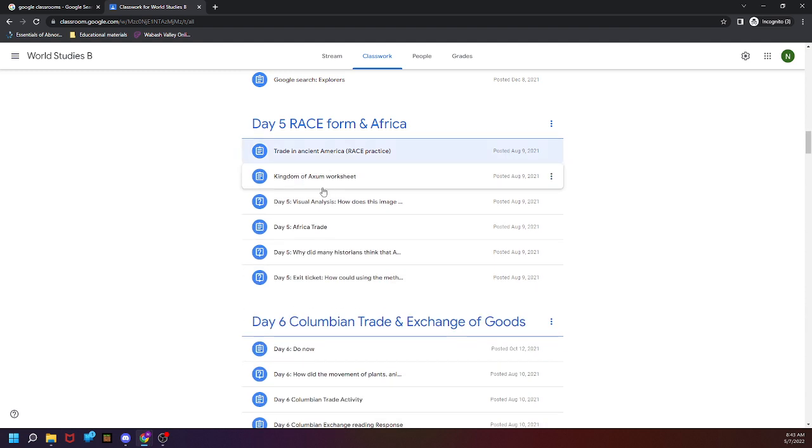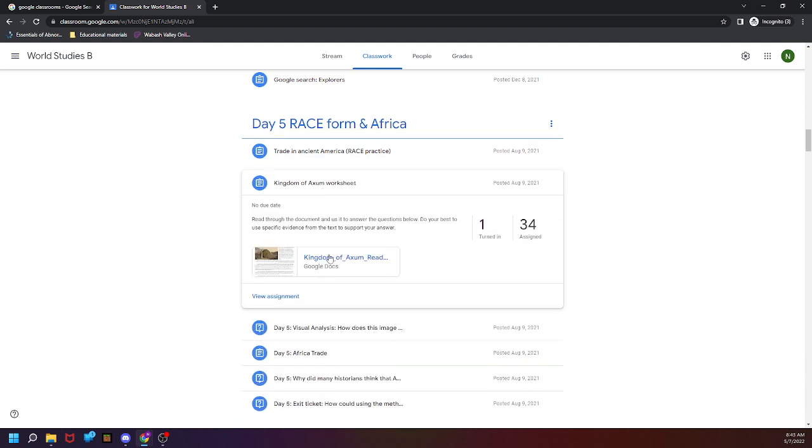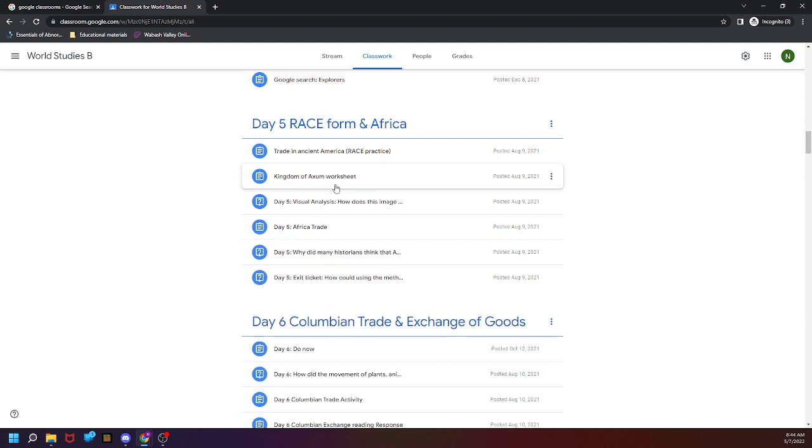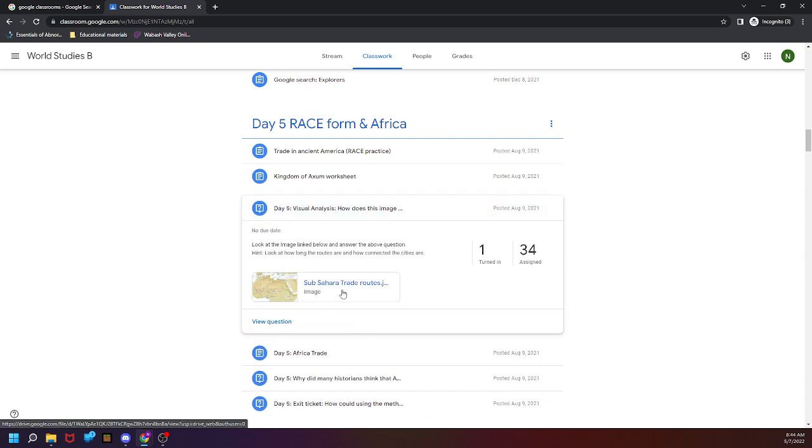Once you've completed that, go ahead and move on to our Kingdom of Axum worksheet. This is really interesting. This is about a kingdom that exists in Africa that looks a little different than how we picture a traditional kingdom. There are some questions in there you will answer, but it's pretty straightforward. Read the text, answer the questions. After that, we have this visual analysis.